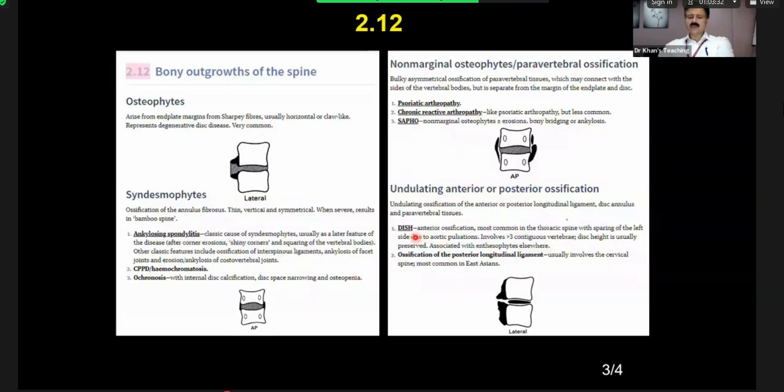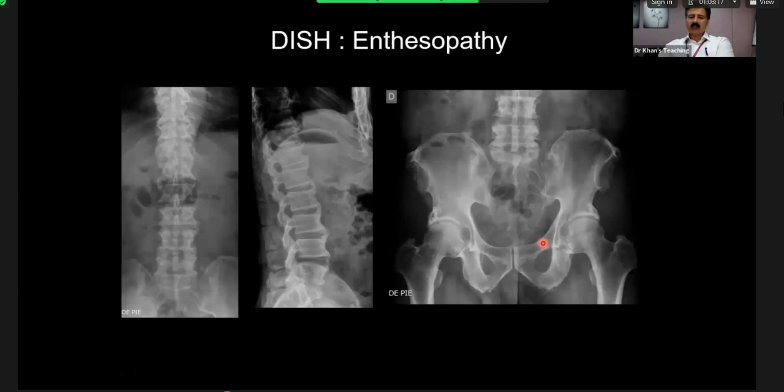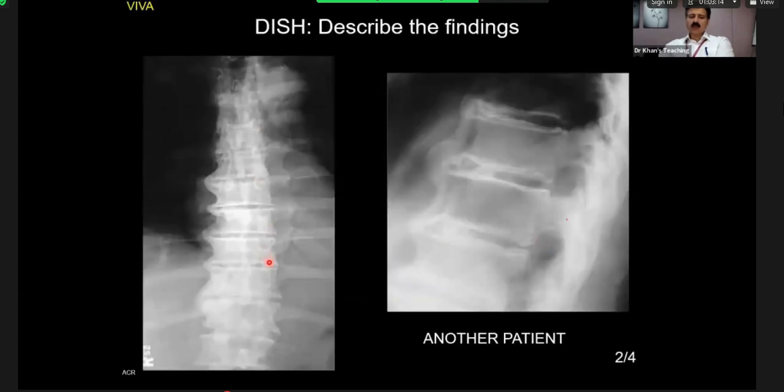Now, DISH. DISH is diffuse idiopathic skeletal hyperostosis. And in this, most probably there are more than three continuous vertebrae involved. One of the pathognomonic findings described for the thoracic spine, candidate 6, can you tell me what the pathognomonic findings are in the thoracic spine exam findings as far as DISH is concerned? This is a specific question.